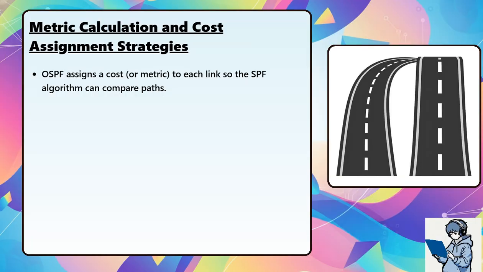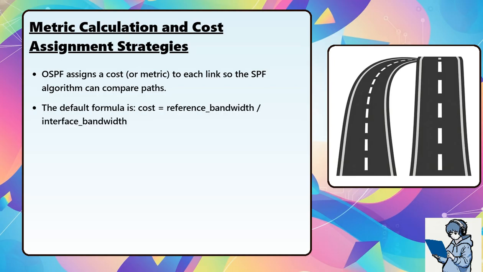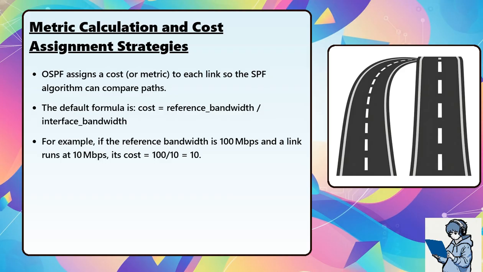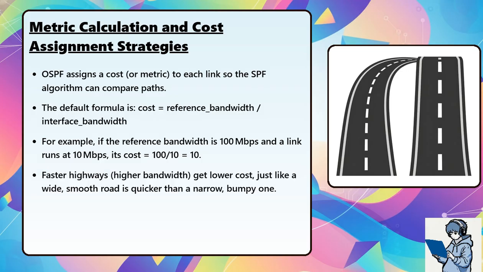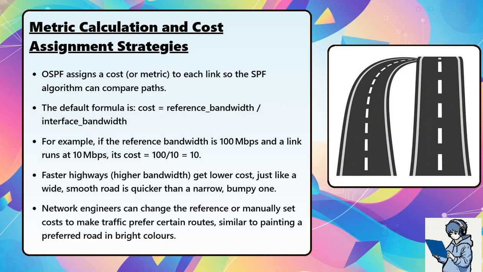OSPF assigns a cost or metric to each link so the SPF algorithm can compare paths. The default formula is cost equals reference bandwidth divided by interface bandwidth. For example, if the reference bandwidth is 100 megabits per second and a link runs at 10 megabits per second, its cost equals 100 divided by 10 equals 10. Faster highways, higher bandwidth, get lower cost, just like a wide, smooth road is quicker than a narrow, bumpy one. Network engineers can change the reference or manually set costs to make traffic prefer certain routes, similar to painting a preferred road in bright colors.